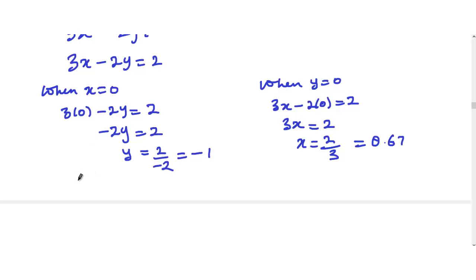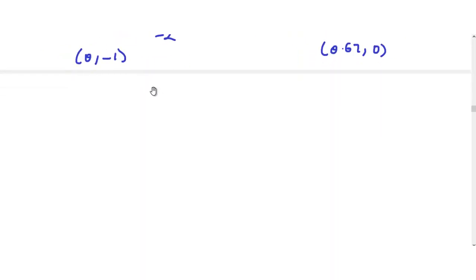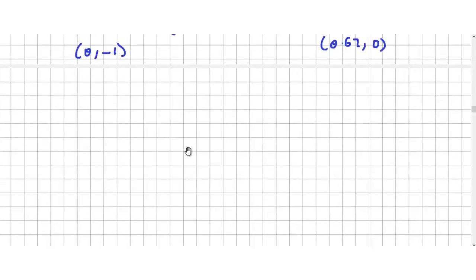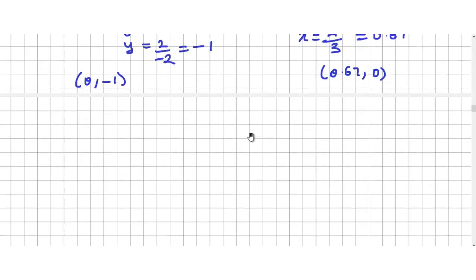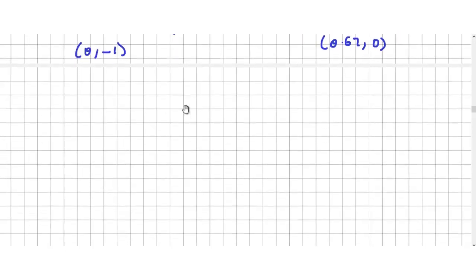So for this one, the coordinate of the intercept is 0 comma minus 1. And for this one, the coordinate of the intercept is 0.67 comma 0. All right, so let's plot the graph. How will the graph look like? Let me still use the grid, but in this case we are having negative value for x, so we can just create something for that. So let me put the graph here.